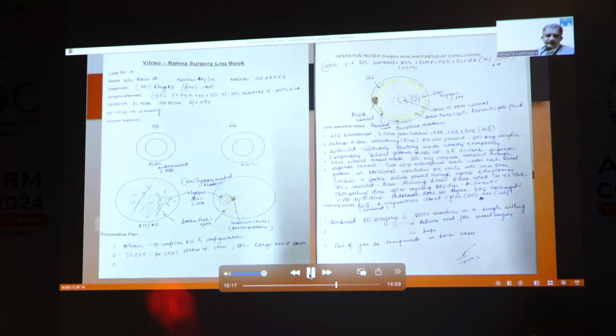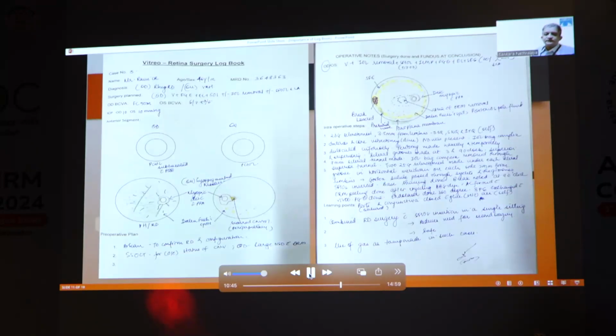A more detailed one could be this kind of logbook where you also have the pictorial representation. So what was the pre-operative fundus diagram, and if there was an ultrasound or any other investigative modality that was used. And then the intraoperative actual drawing of what was done. And as I said, this is then signed off both by the resident as well as by the consultant.